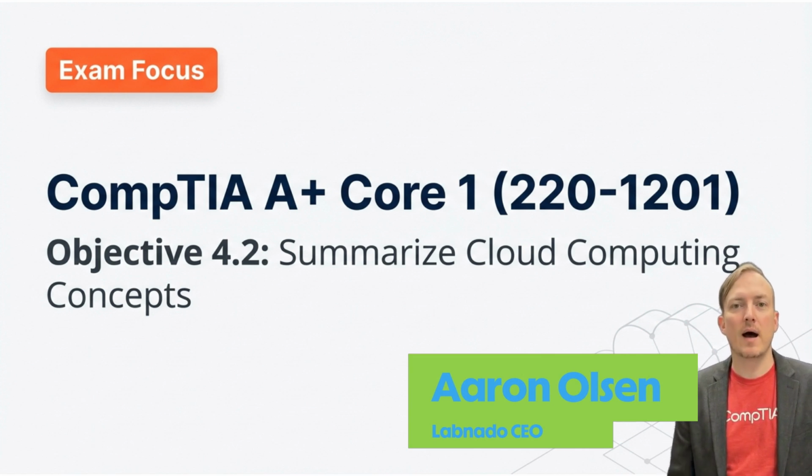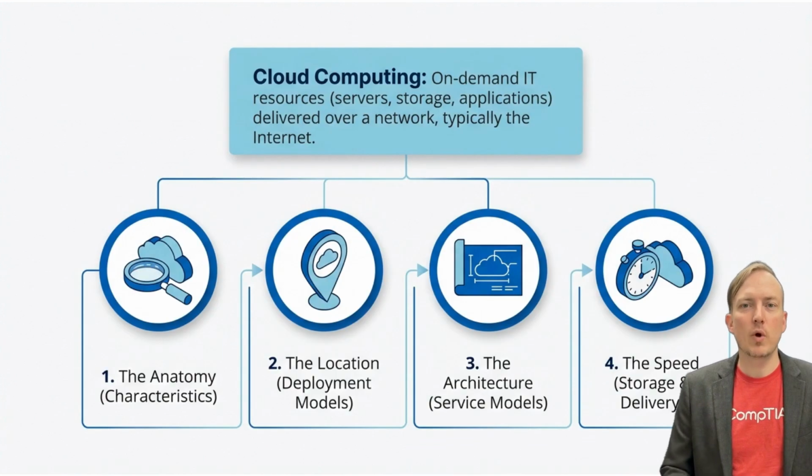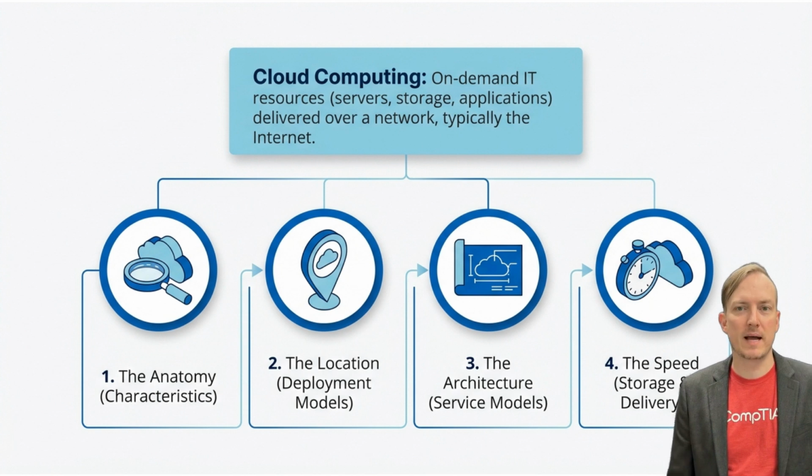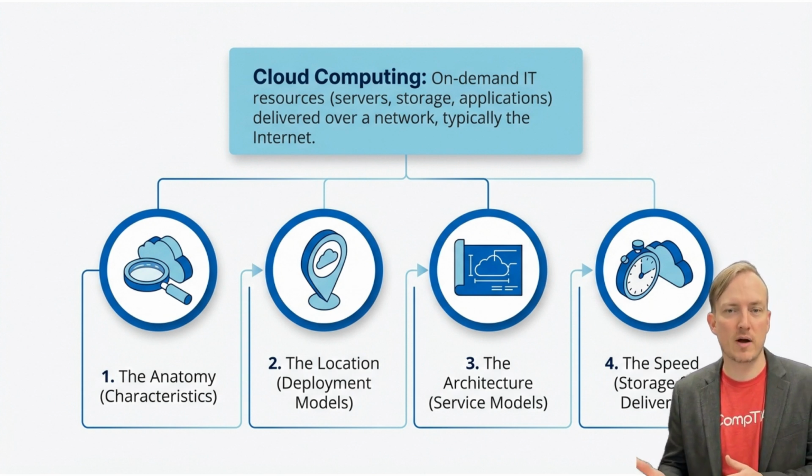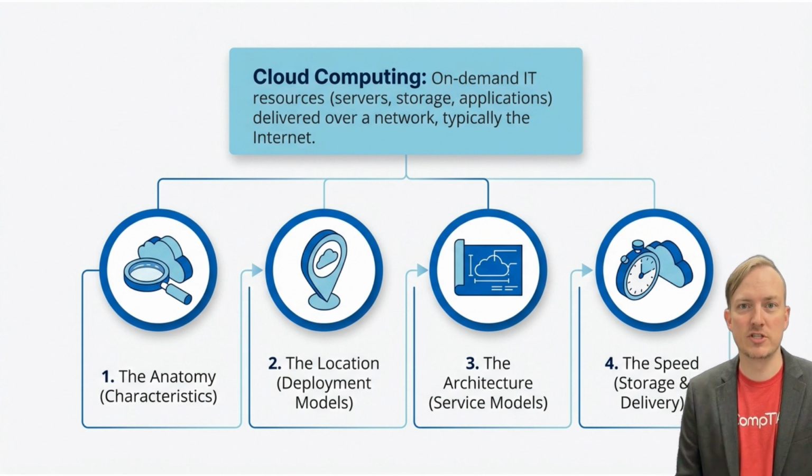Today, we're diving into CompTIA A Plus Core 1 Objective 4.2, where we will summarize cloud computing concepts. So, what exactly is cloud computing? Simply put, it is the delivery of on demand IT resources like servers, storage, and applications over a network, which is typically the internet. To fully understand this, we're going to break it down into four main areas: the characteristics, the location or deployment models, the architecture or service models, and the speed, storage, and delivery.